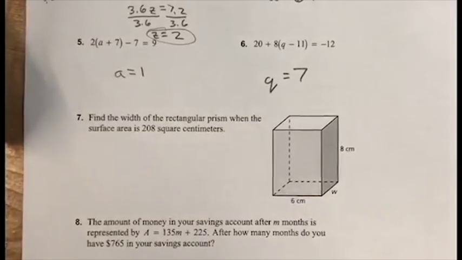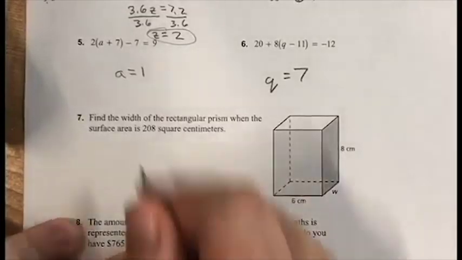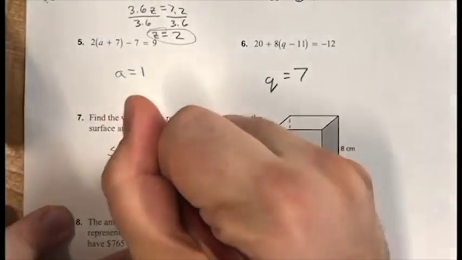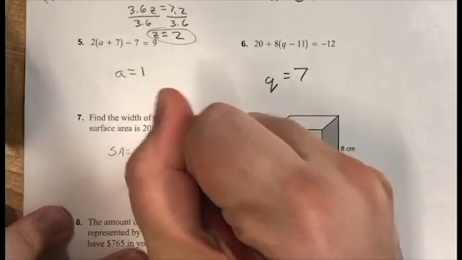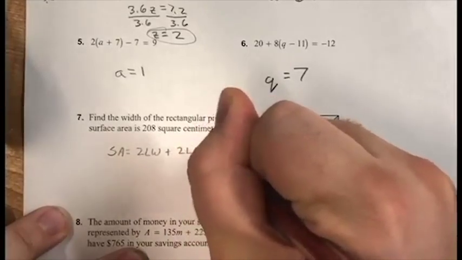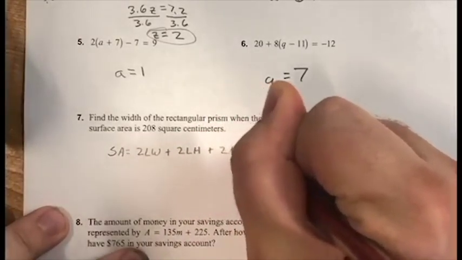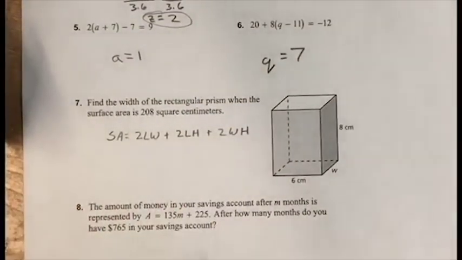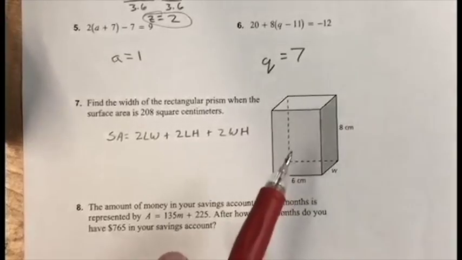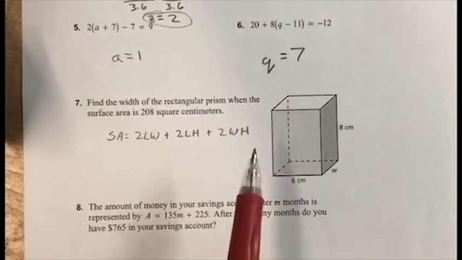Now, I'm going to leave number 7 to you, but I am going to give you a little bit of a hint, and it's this equation. Surface area of a prism is 2 times length times width plus 2 times length times height plus 2 times width times height. Here is your little hint to solving this problem. Now, I really want you to come talk to me about this one. This is a very good problem to discuss if you're stuck on it, okay?